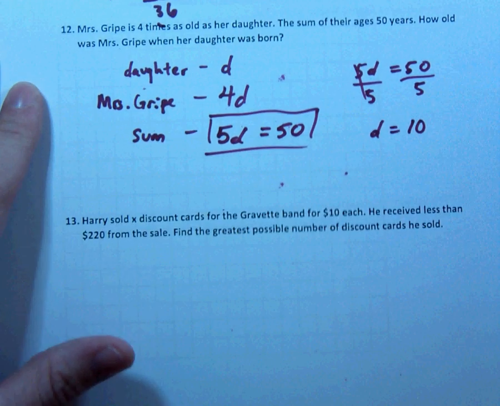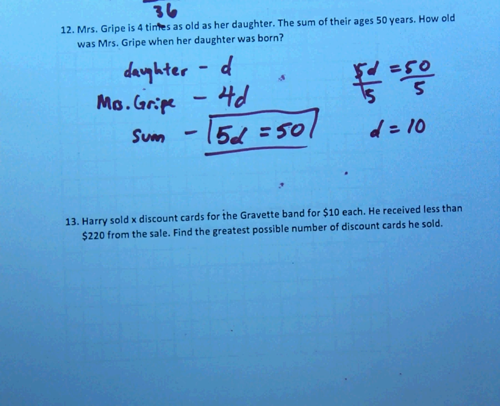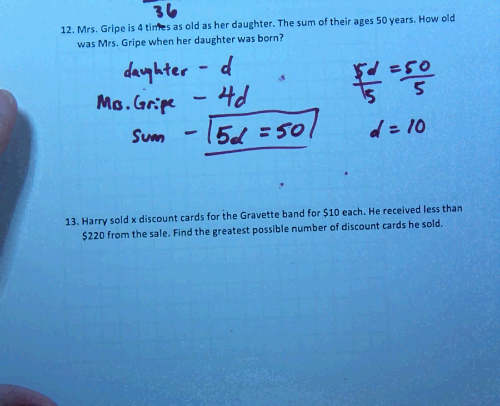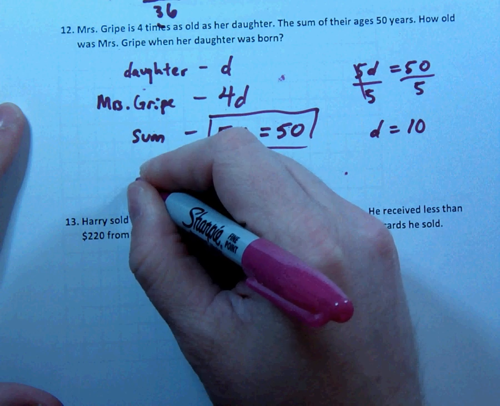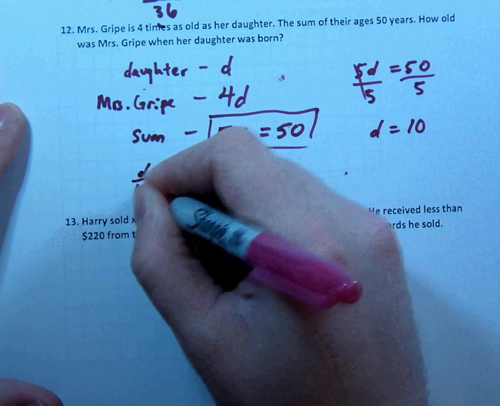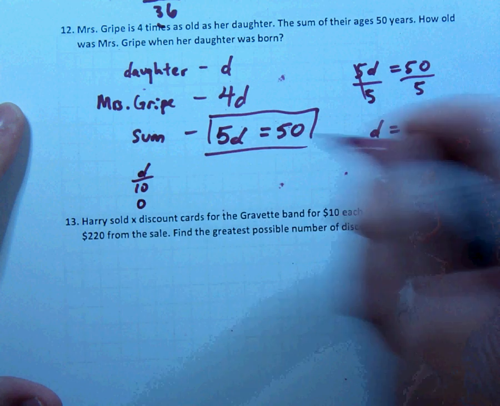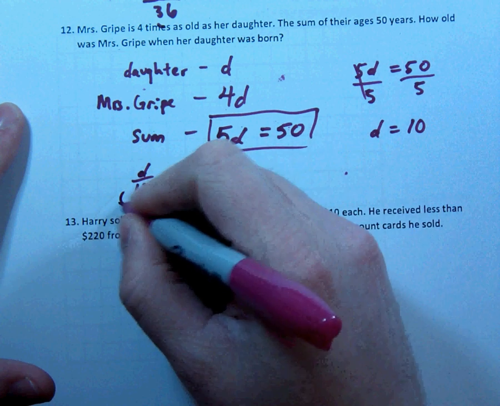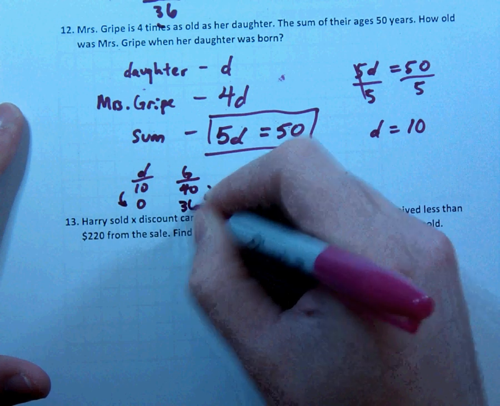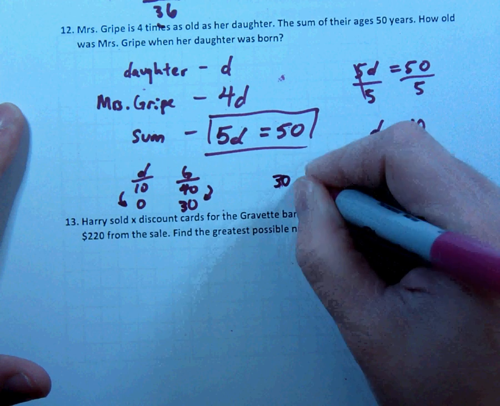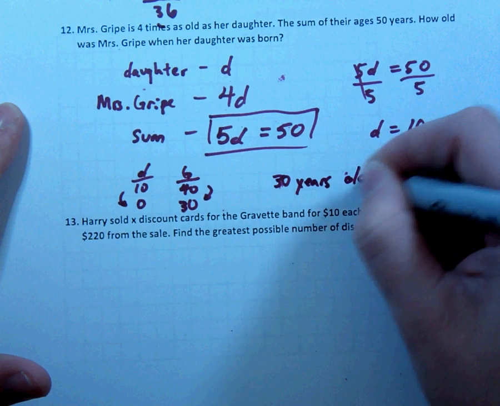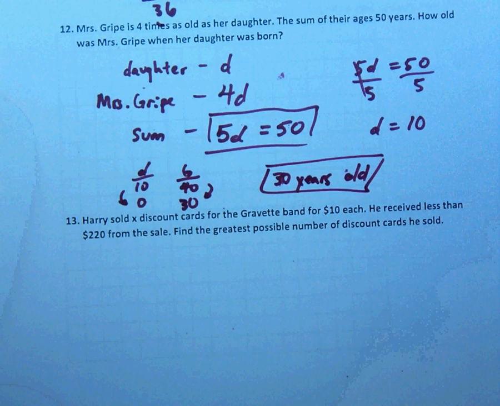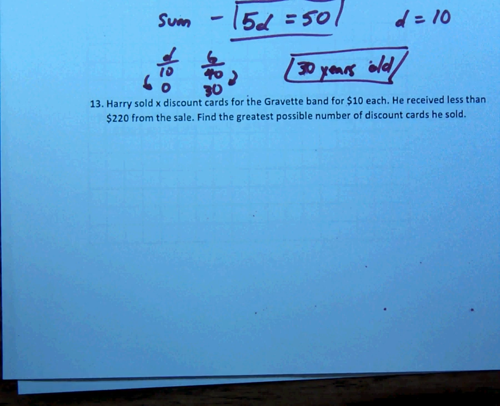Now that's how old her daughter is, but that's not what the question wants, and a lot of times that's where we want to stop. We want to know how old Mrs. Gripe was when her daughter was born. So her daughter is 10 now. When she was born, she was 0. Mrs. Gripe, she's 40 now. When her daughter was born, we got to go back 10 years. She was 30. So the answer is 30 years old when Mrs. Gripe's daughter was born.